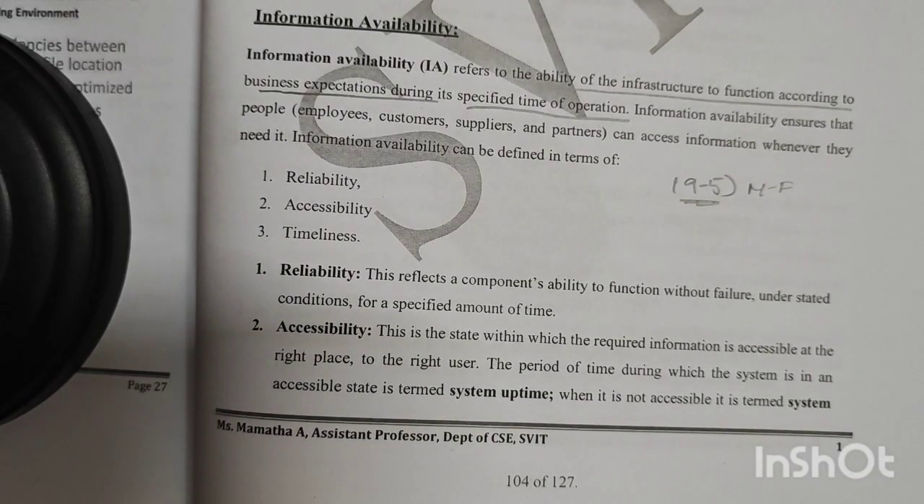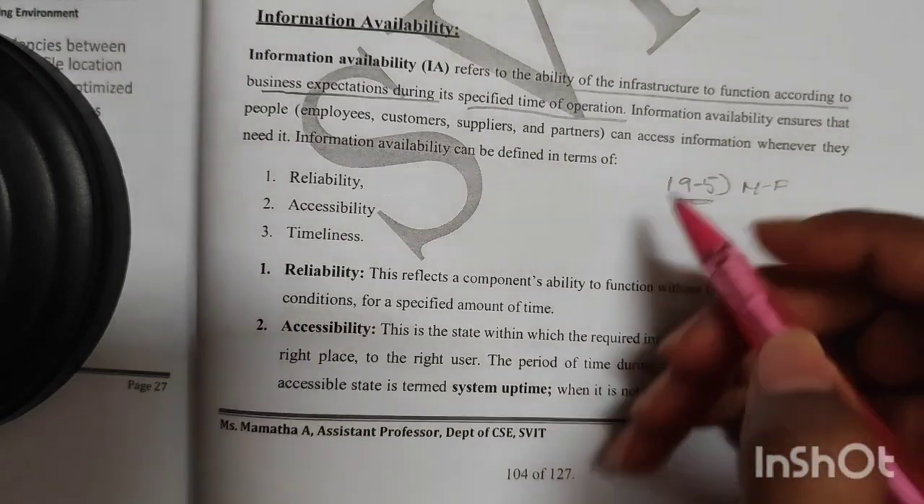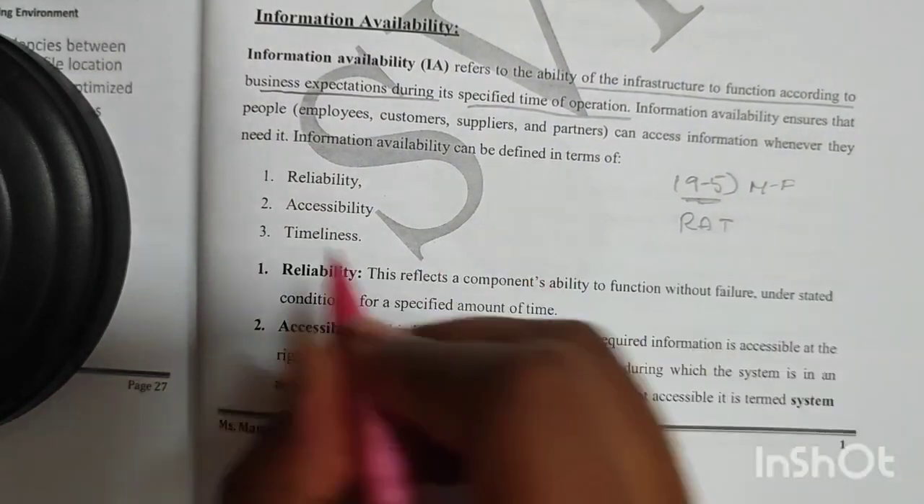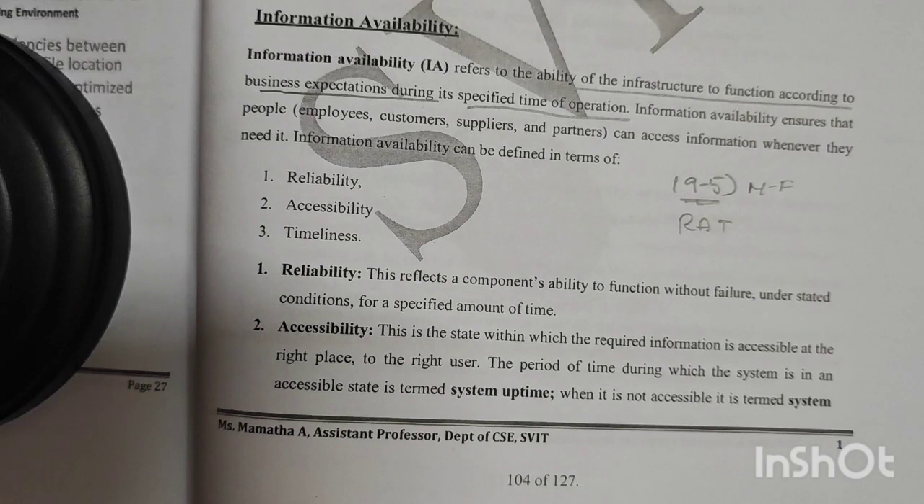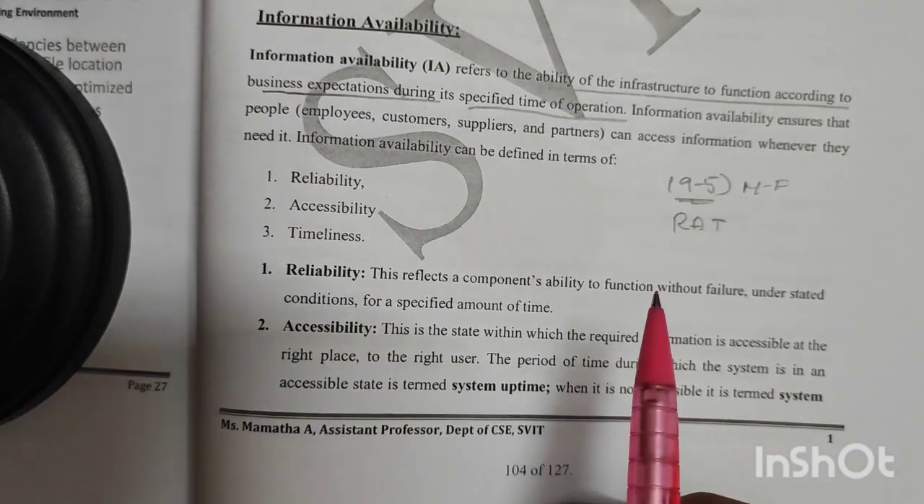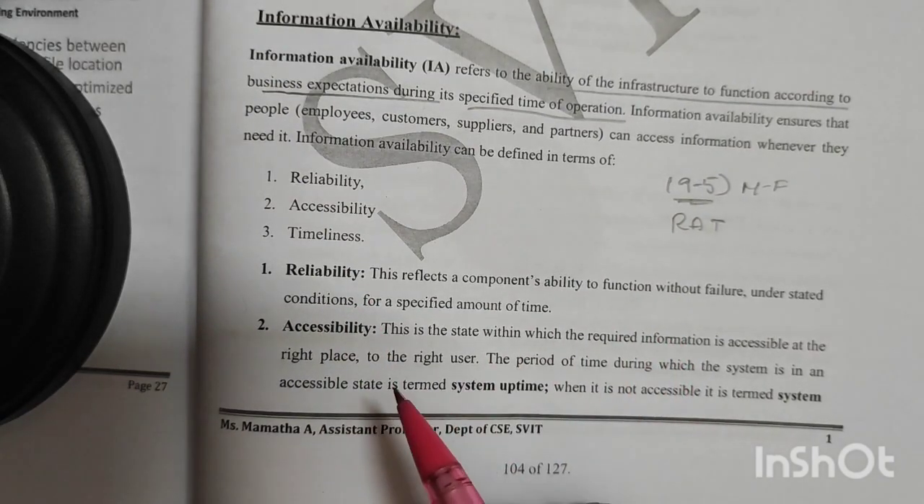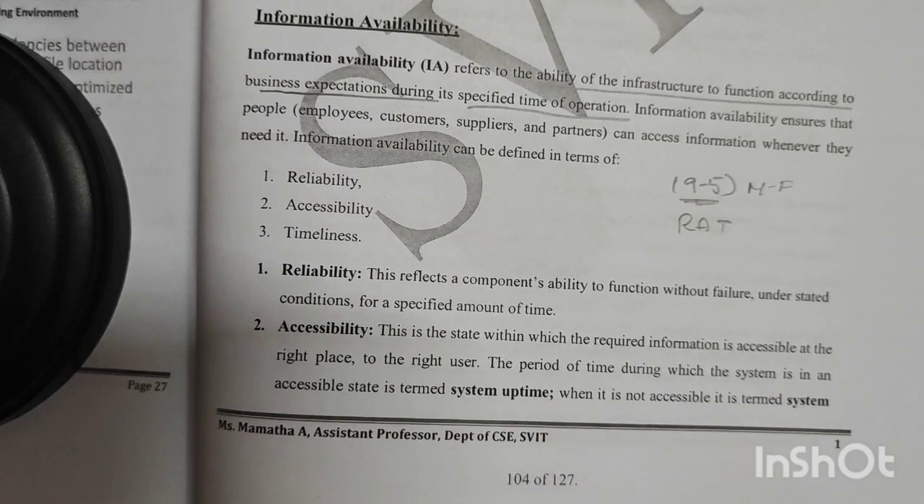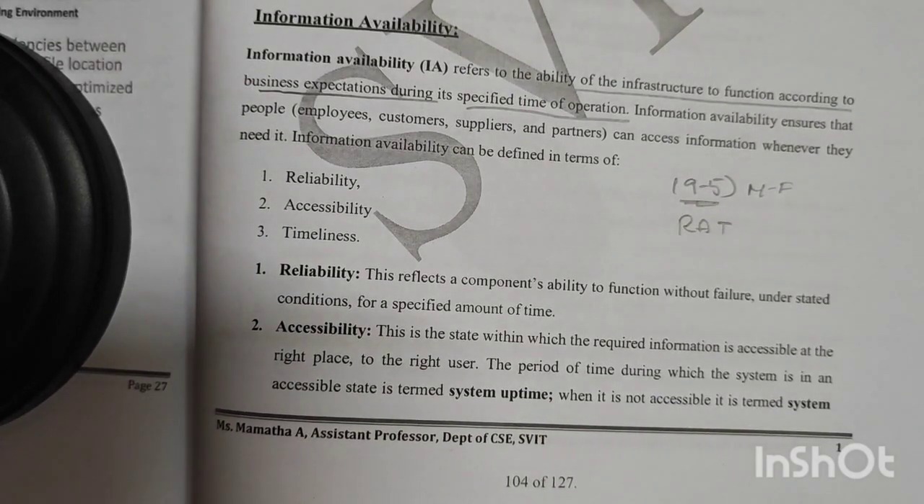You can check your information availability in terms of RAT, that is reliability, accessibility, and timeliness. Reliability is when it doesn't fail many times, and you can trust the system. Accessibility is that it can be delivered to the right place to the right user.